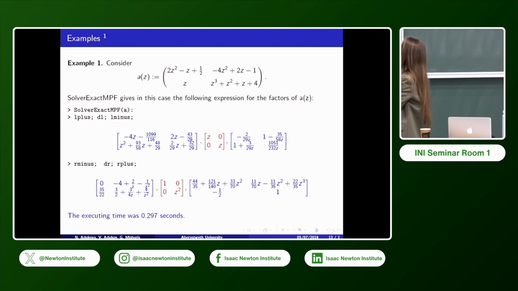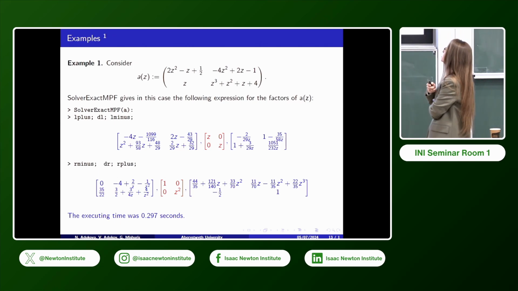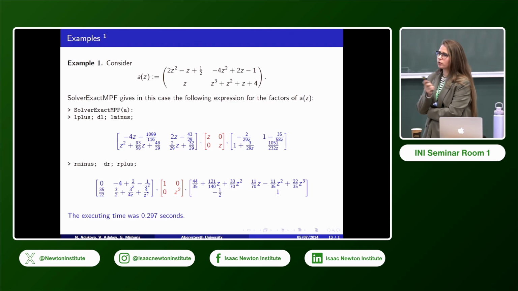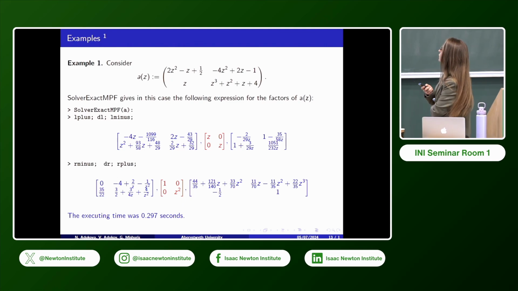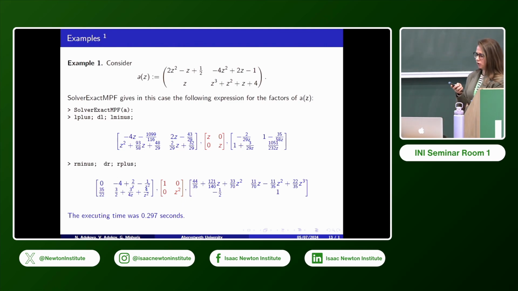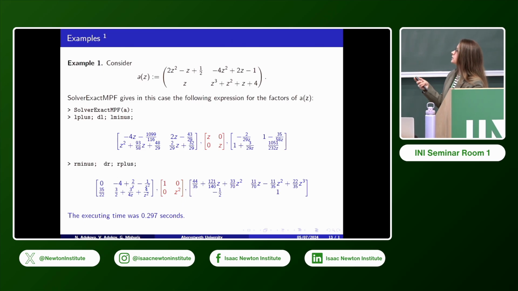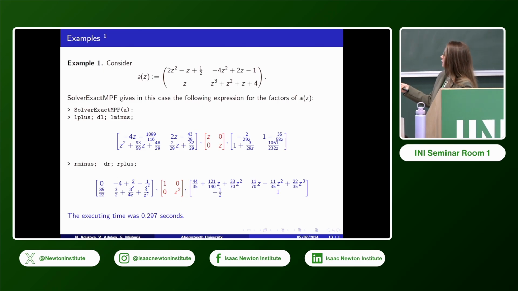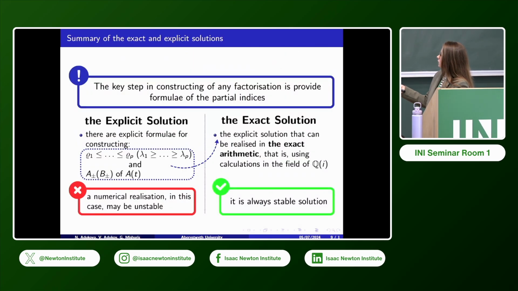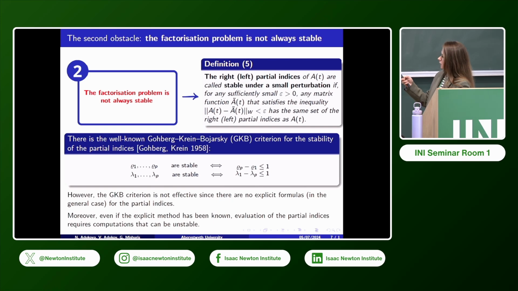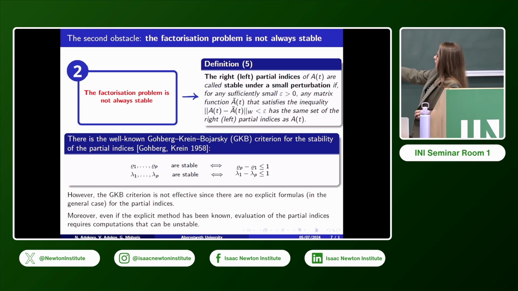Also, if we remember the conditions for the GKB criterion, we can make the conclusion about the stability. Let's go back a little bit, and yeah, this one. This is the criterion for the stability. So the difference should be less or equal to 1.